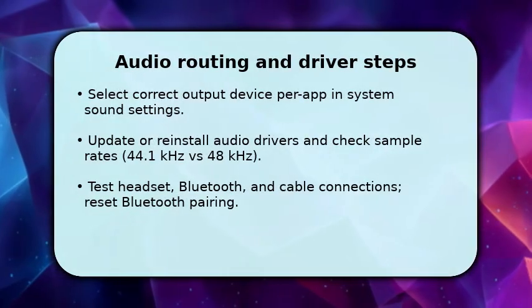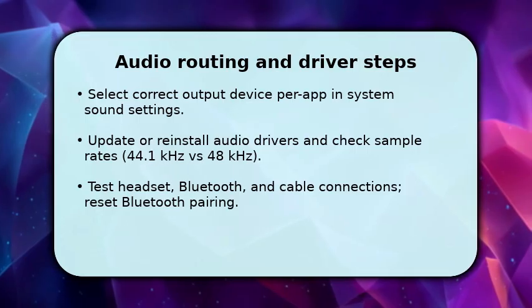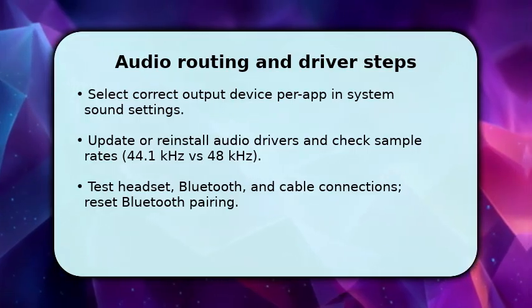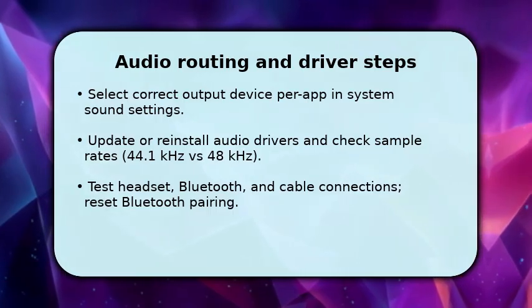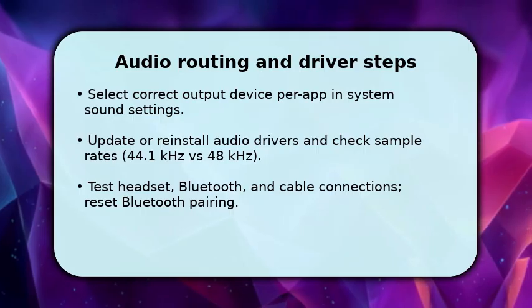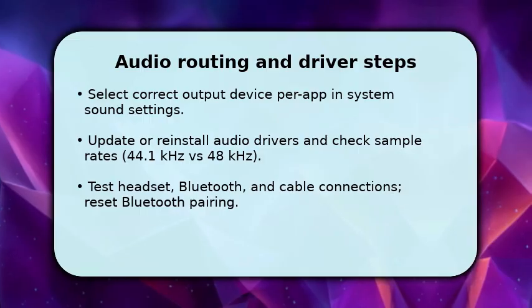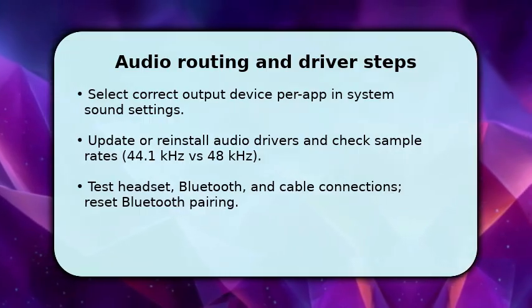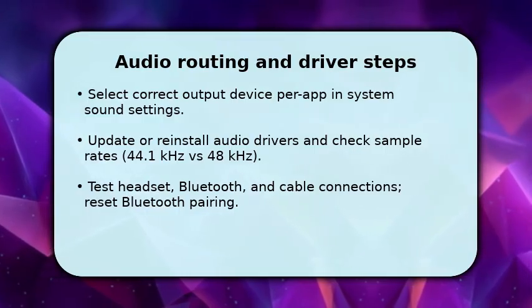Now focus on routing and drivers because apps can send sound to the wrong device. Open per app sound settings and select the intended output. Some apps override system defaults. Next, update or reinstall your audio drivers to fix compatibility. Also check sample rate mismatches such as 44.1 kHz versus 48 kHz that can silence some apps.